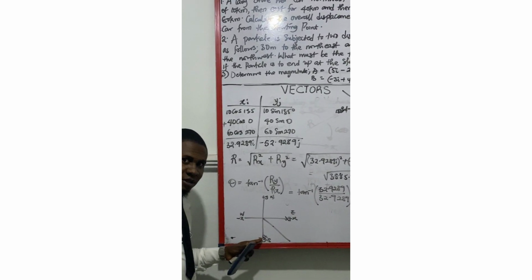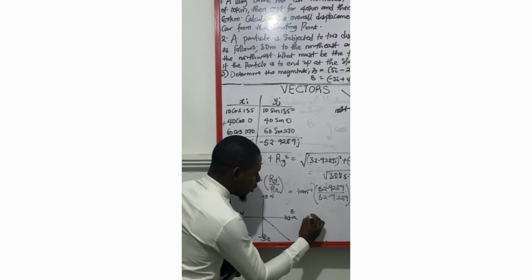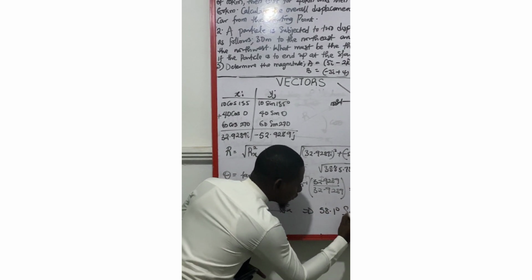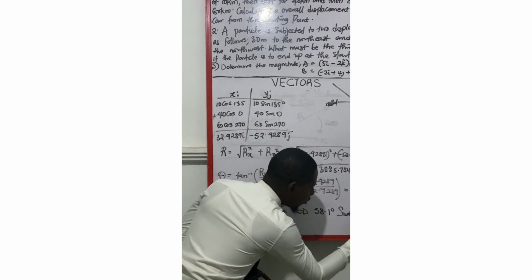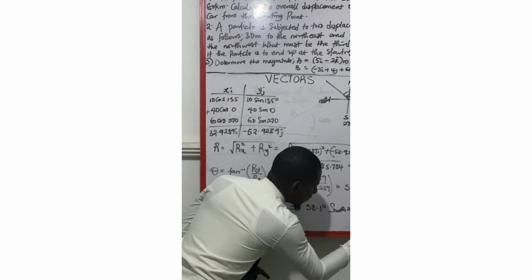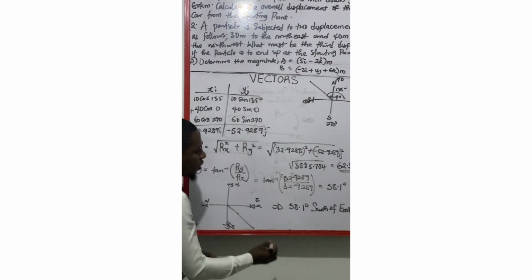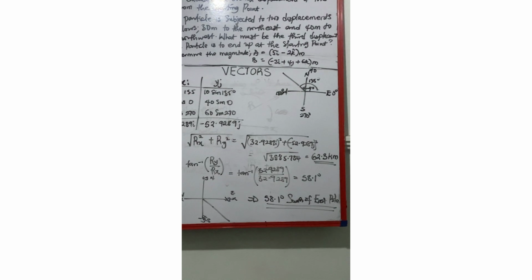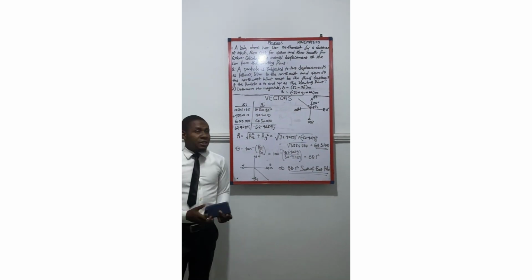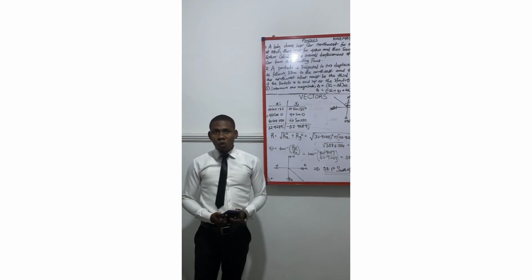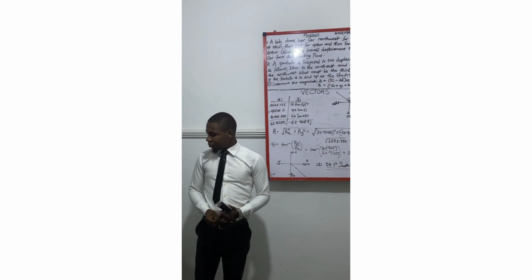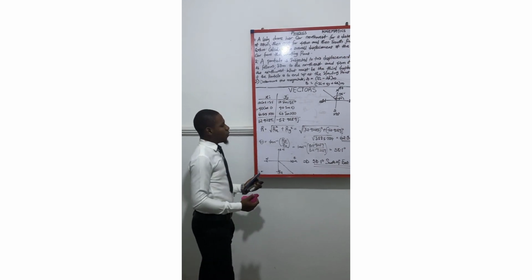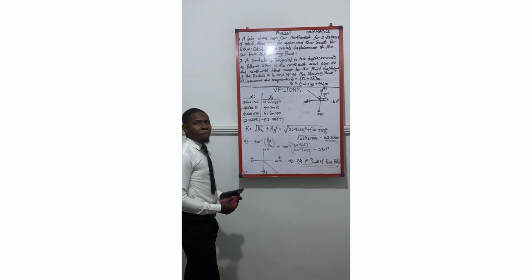It's attached to what? The South. So the angle now becomes 58.1 degrees south of what pole? Of the East Pole. And that becomes the direction. Okay, so to portray more understanding, I'll be looking at the second question. Okay, so the second question says that a particle, please go through that while I move on.